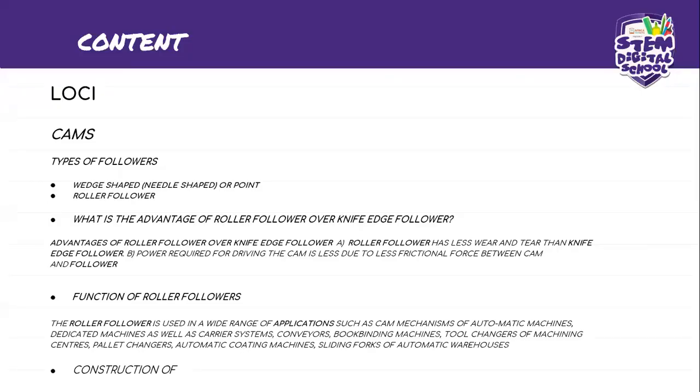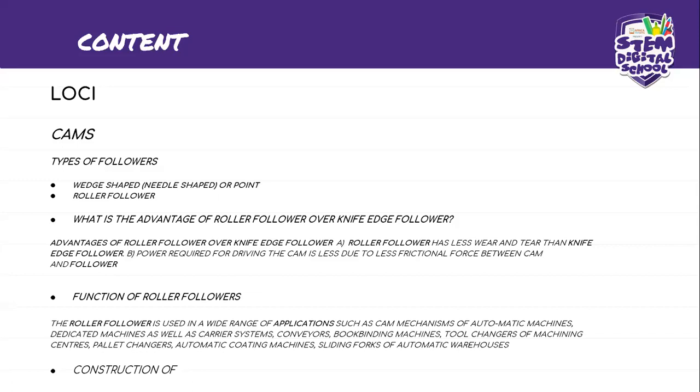Loci, right? That's the locus of a point. In particular, we are looking at cams. Types of followers: we have the wedge-shaped follower, which can also be referred to as a needle-shaped or a point follower. We also have the roller follower. We did that in our first sessions, and we also looked at the roller follower in terms of construction and application. So this lesson is basically a recap of what we have been doing so far.